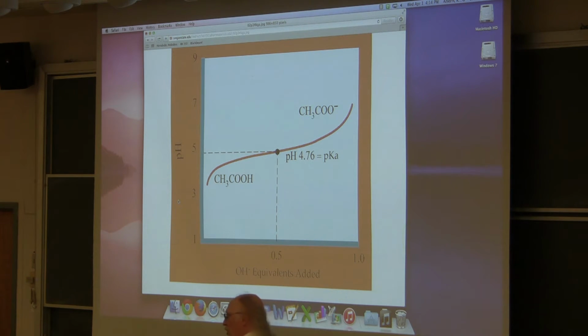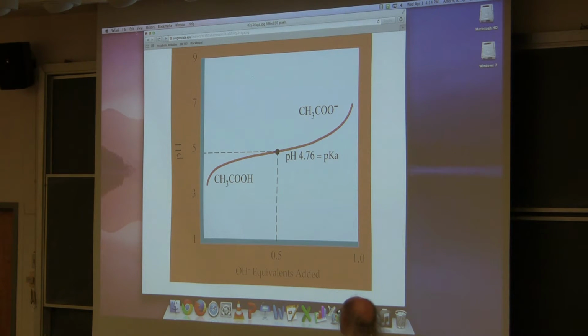Now, we're going to learn a bit more about pKa here. Right? 4.76 was the pKa for acetic acid. You can see on this curve that the flattest part of the graph is where the pH is 4.76. Everybody see that? Adding more OH has the smallest effect on the pH right here. All right. Why is that the case?